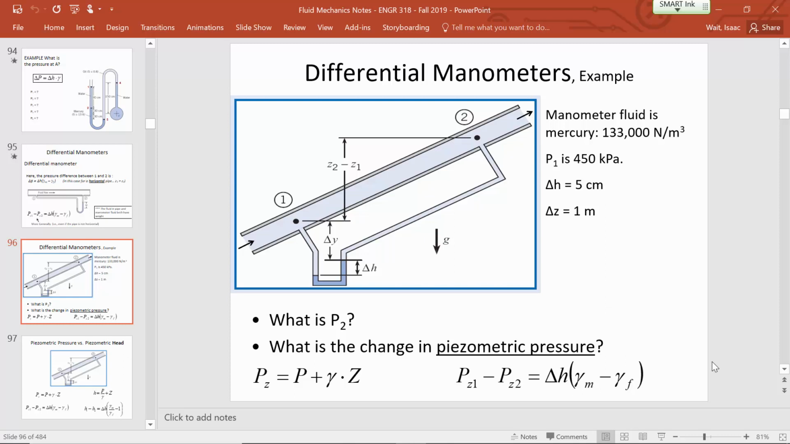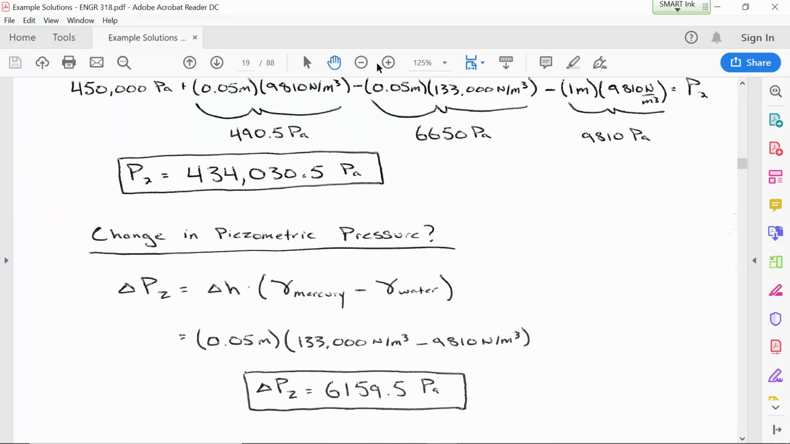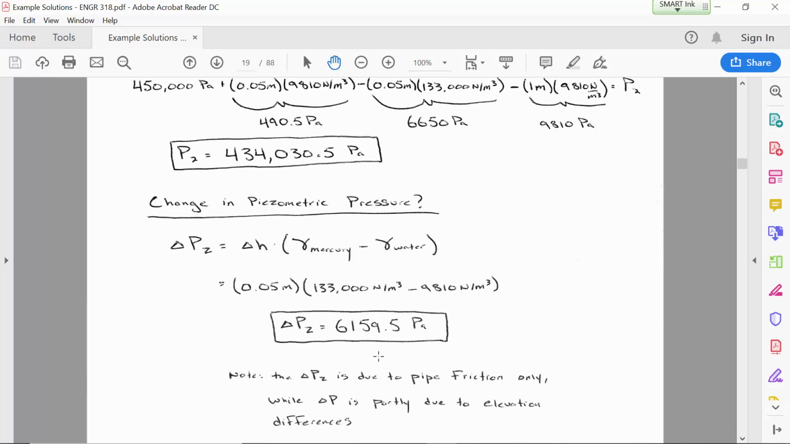And so 0.05 meters is the delta H, and then the difference in the unit weights, 133,000 newtons per meter cubed minus 9810 newtons per meter cubed. So the delta P sub z is 6159.5 pascals. So you can think of that as the amount of the pressure change that's due to pipe friction.